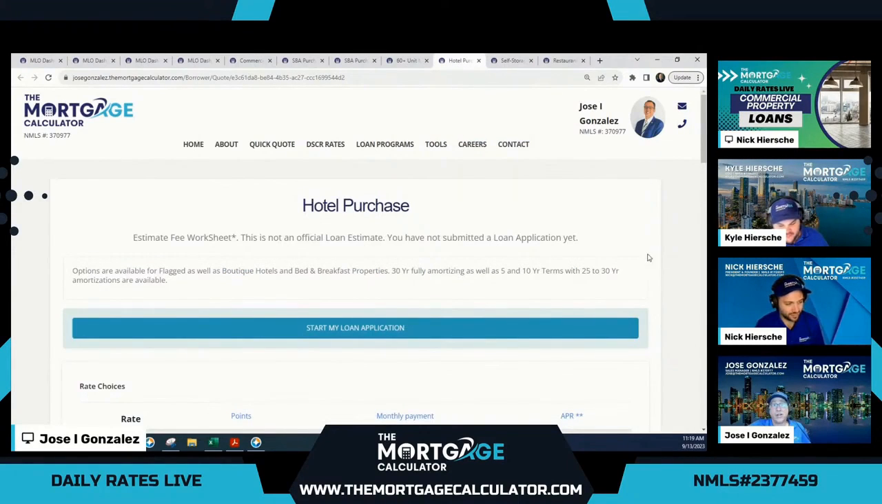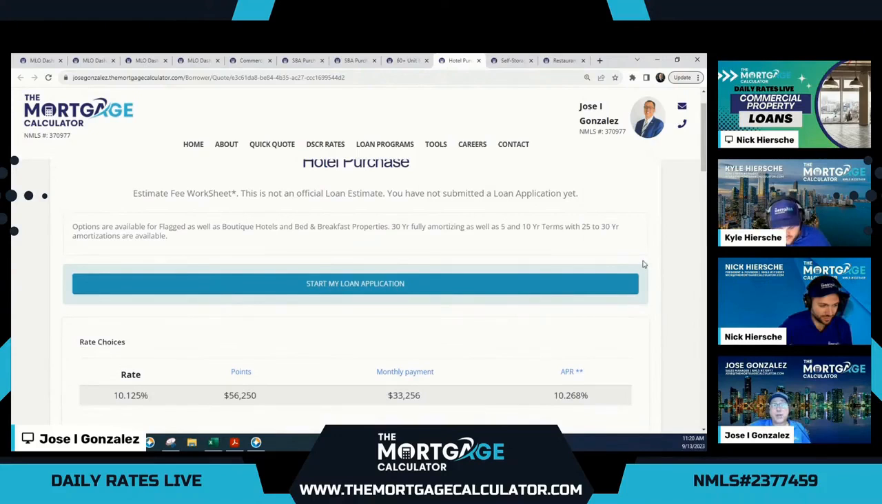Hotels are another category that we can assist you with. Hotels, motels, and bed and breakfasts we can assist you with. They offer 30-year fully amortizing as well as 5 to 10-year terms with 25-year amortization. Something to note, again, this is a scenario where they're going to vet the risk on the deal, right? They're going to look at the experience of the operator, and that's where they're going to see if they're going to give you the longer amortization or the shorter amortization, right?